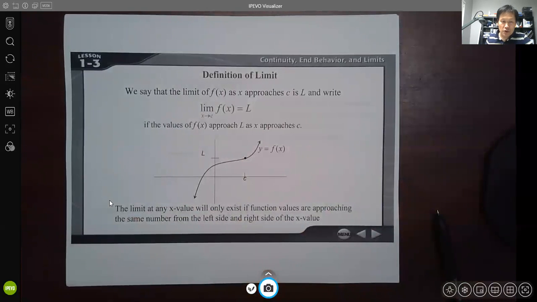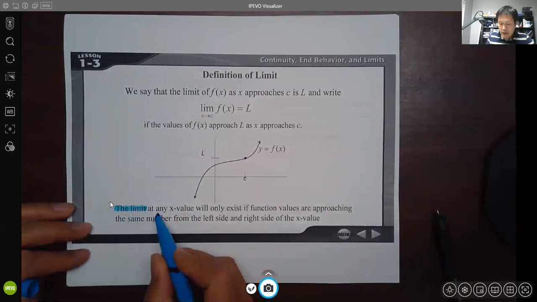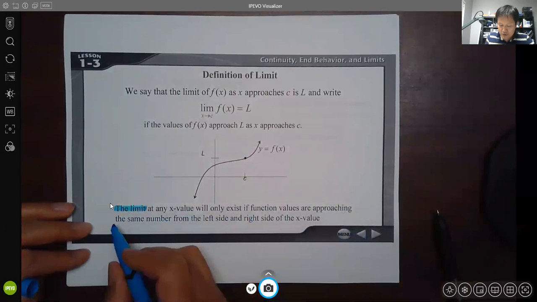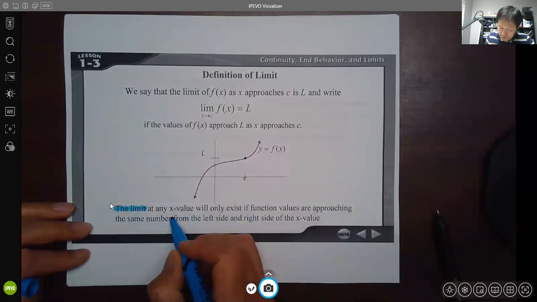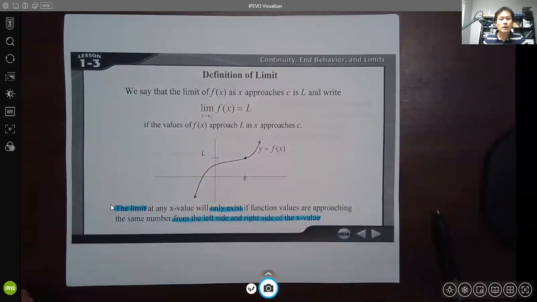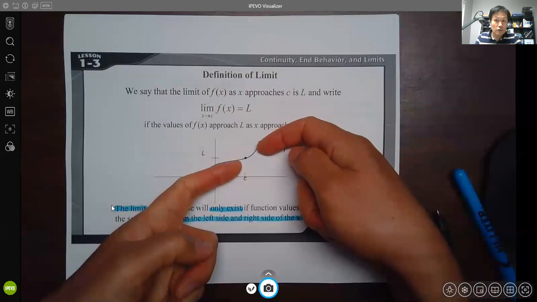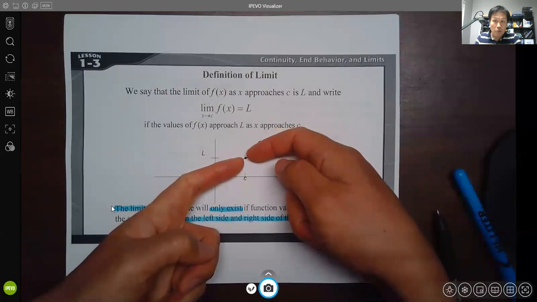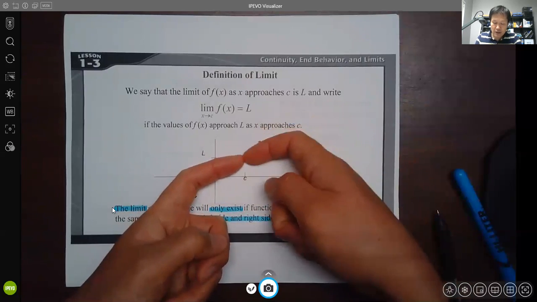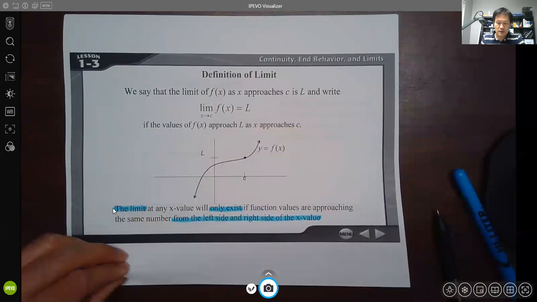So, a very important statement here. The limit at any x value will only exist if the function value is approaching the same number from the left and from the right side of the x value. The limit only exists if the approaching value of y from the left and from the right is the same. If the approaching values from the left hand and right hand match, then and only then does the limit exist.